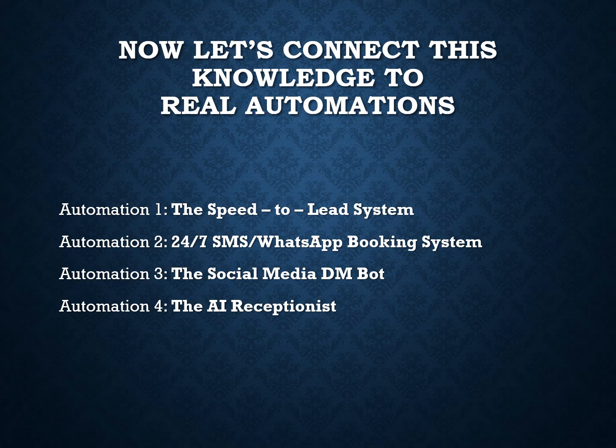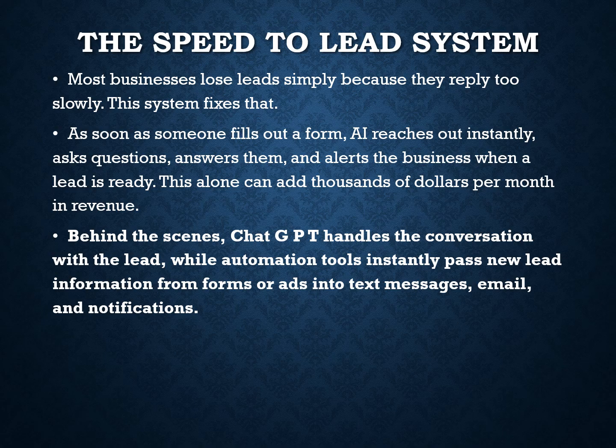In this system, ChatGPT handles the conversation, while Zapier or Make instantly passes the new lead from a form or ad into text messages, email, and notifications. Most businesses lose leads simply because they reply too slowly. This system fixes that. As soon as someone fills out a form, AI reaches out instantly, asks questions, answers them, and alerts the business when a lead is ready. This alone can add thousands of dollars per month in revenue. Behind the scenes, ChatGPT handles the conversation with the lead, while automation tools instantly pass new lead information from forms or ads into text messages, email, and notifications.